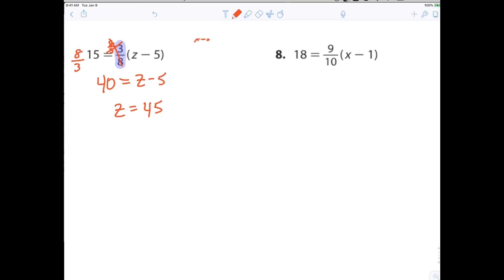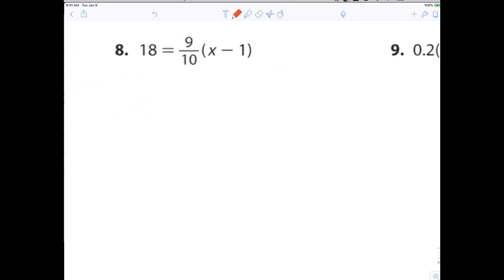All right, let's check out 8 now. Same principle for 8. What am I going to multiply by? By 10 over 9. Very good. So I'm going to put 10 over 9. Now, I'm not going to tell you what the answer is this time. I need somebody to tell me what 10 ninths times 18 is. 20. Brilliant.